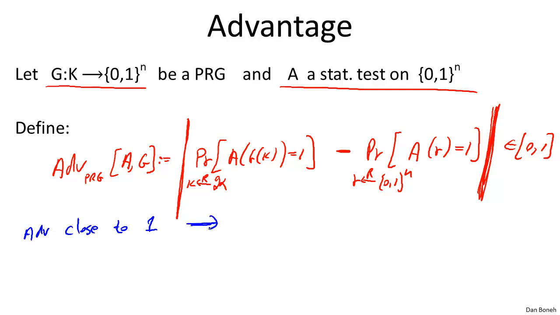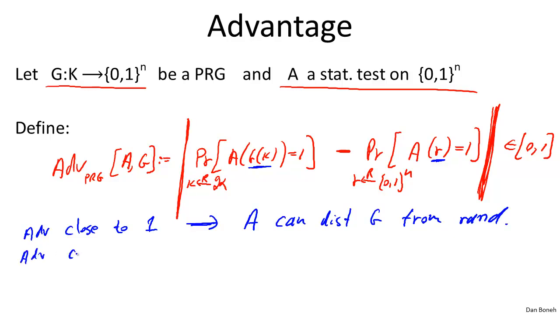That means that somehow the statistical test A behaved differently when we gave it pseudo-random inputs, the output of the generator, from when we gave it truly random inputs, right? In one case, it output 1 with a certain probability, and in the other case, it output 1 with a very different probability. So somehow it was able to behave differently, and what that really means is that the statistical test can basically distinguish the output of the generator from random. In some sense we'll say that the statistical test broke the generator G because it was able to distinguish the output from random.